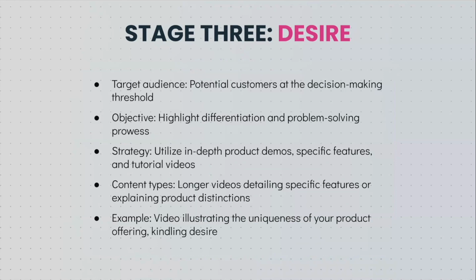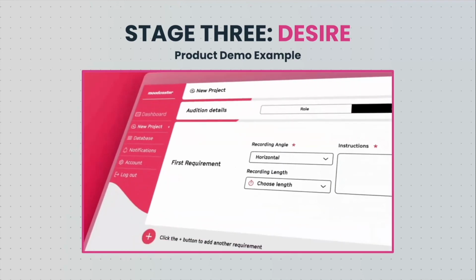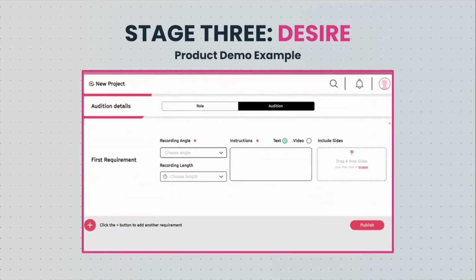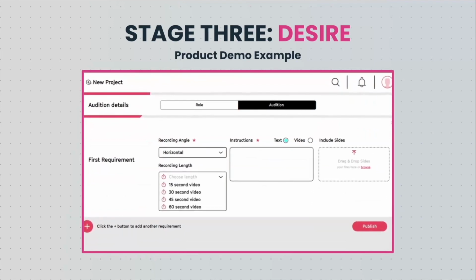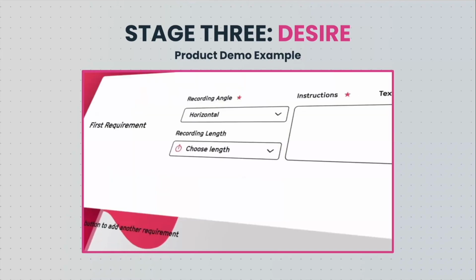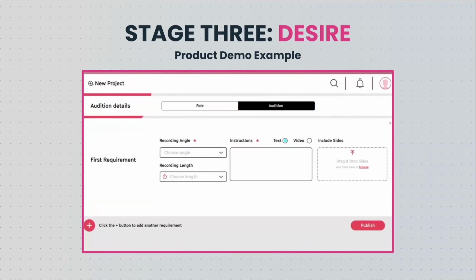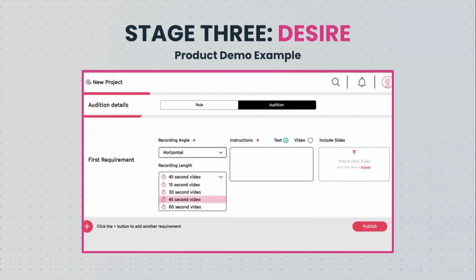I know we've been talking about shorter videos, but in the desire stage, you really need to think about how you can show the benefits of your product. So they go very deep into product features and how customers can use your products. For example, you can look at product demo videos. Whether you have a physical, software or online product, having a product demo video is such a good idea because it can really help create desire by showing potential customers exactly what you have to offer them.